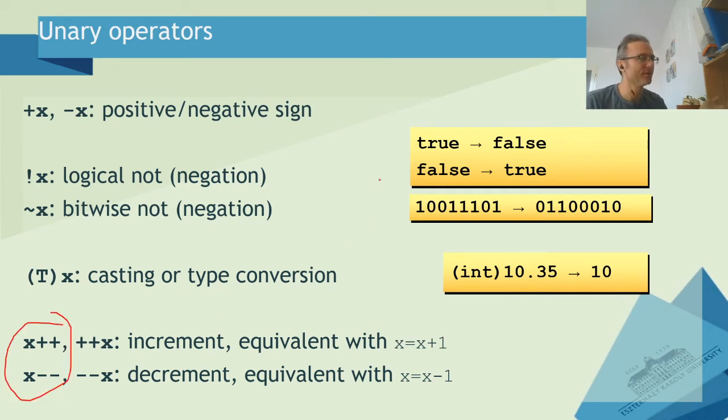Okay, there are other trivial operators which you probably know about, but one typically forgets about them. You can use the negative sign and also the positive sign. They are also unary operators.